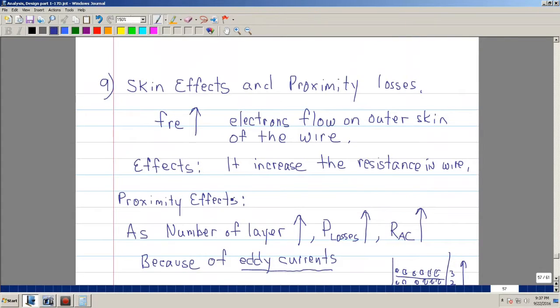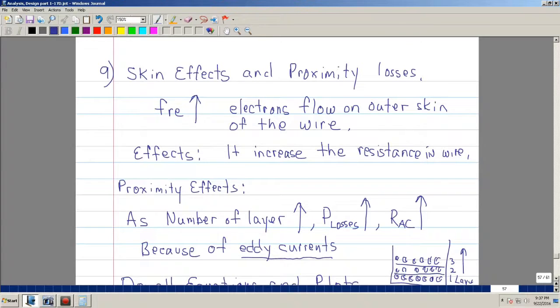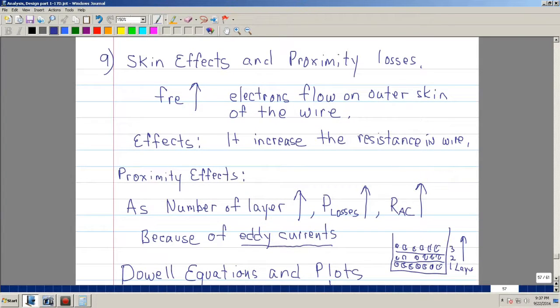Basically, up to now it's still been a review, and hopefully it made sense. So this is the new material. I'm going to cover skin effects and the proximity losses and try to explain a little bit what they are and how they affect the circuit. So let's start with the skin effect.